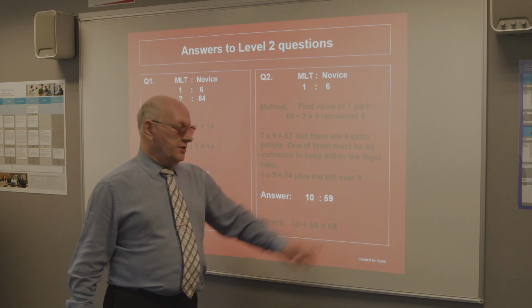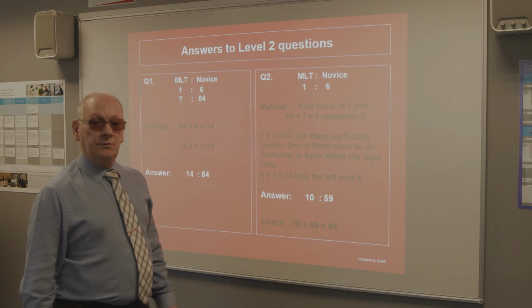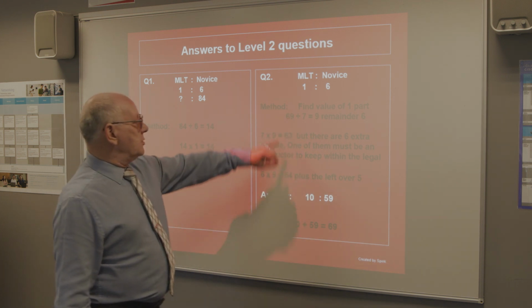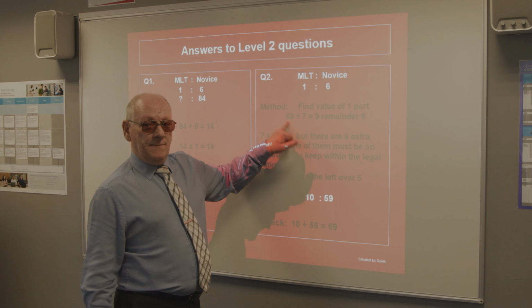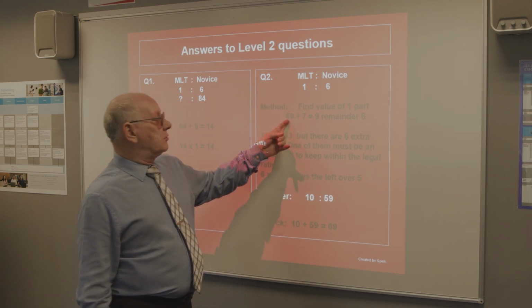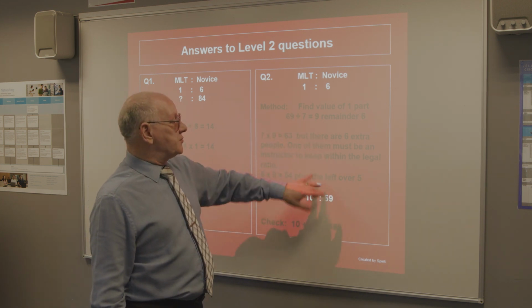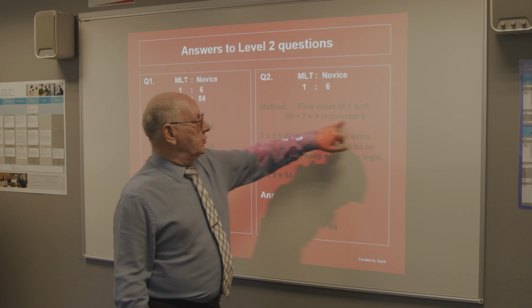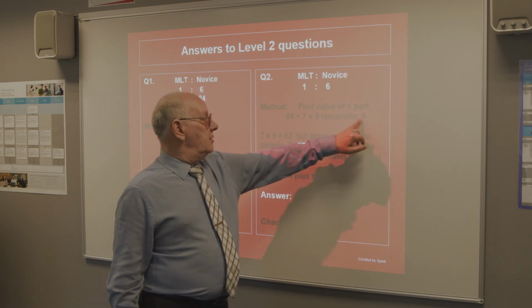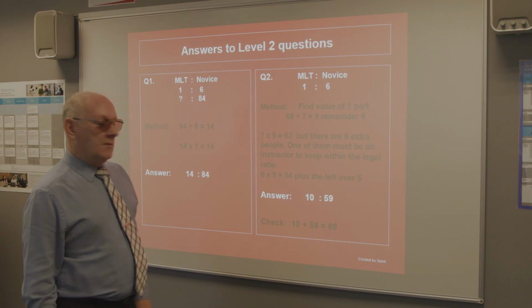10 plus 59 is 69. Job done, because that's how many are going. As long as you keep coming back to the total number, you must be right. If you don't come back to the total number, you've done something wrong, and in this case it's probably something to do with this remainder 6. Okay?